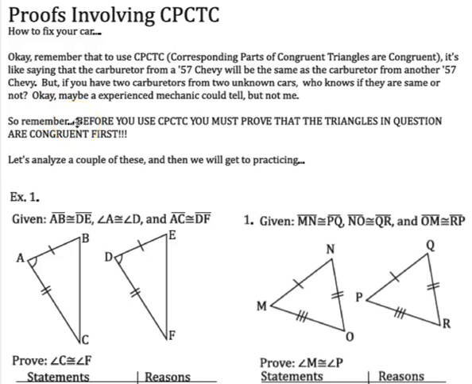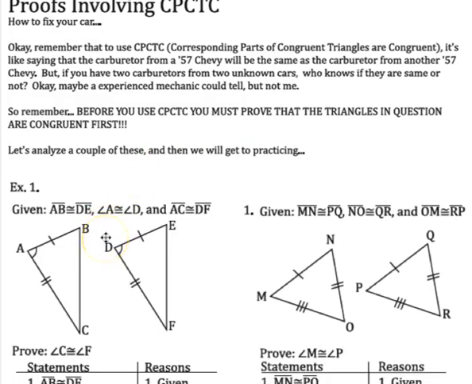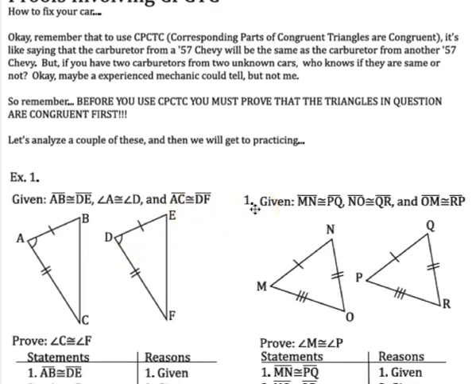They're two congruent things. If you have two carburetors from two unknown cars, who knows whether or not they're the same? Maybe a mechanic could tell you, but not me. So remember, before you use CPCTC, you must prove that the triangles in question are congruent first. So you need to do everything that you learned previously on how to prove two triangles are congruent. And then, once you have proved that two triangles are congruent, that means all the pieces of one triangle are equal to all the corresponding parts in the other triangle.